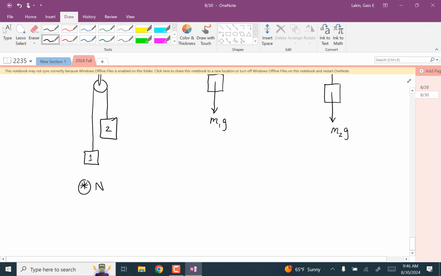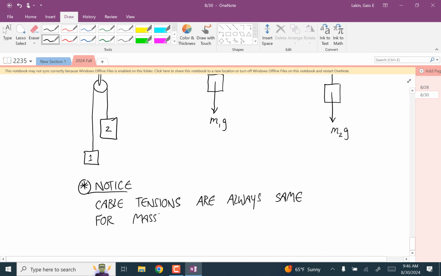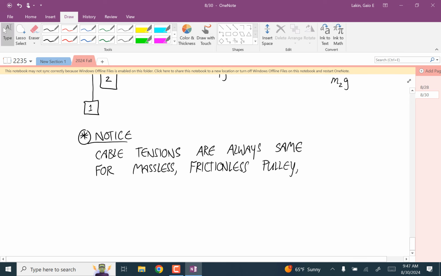So let me get that in your notes. Notice these cable tensions are always the same for massless and frictionless pulley, and massless cable.